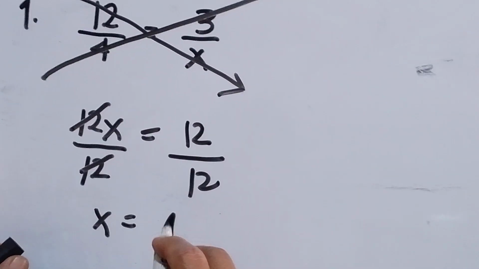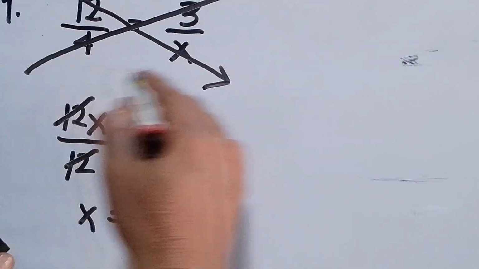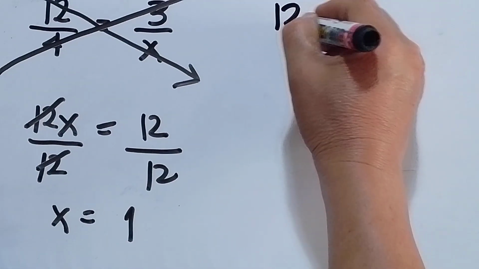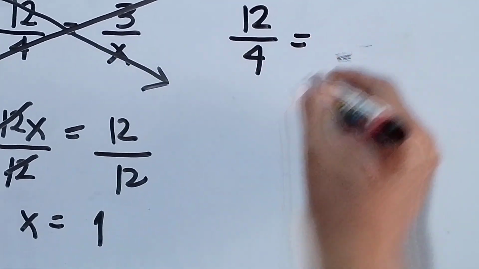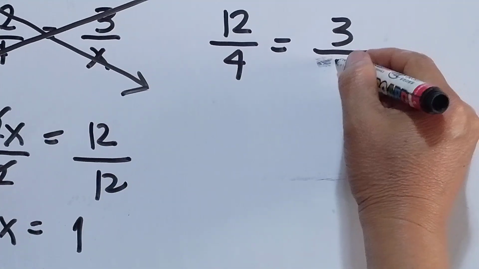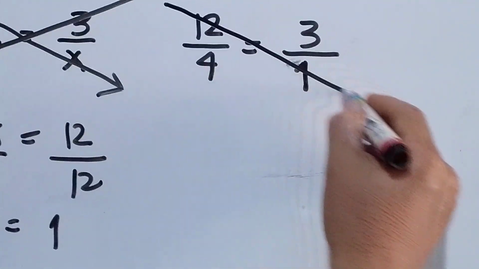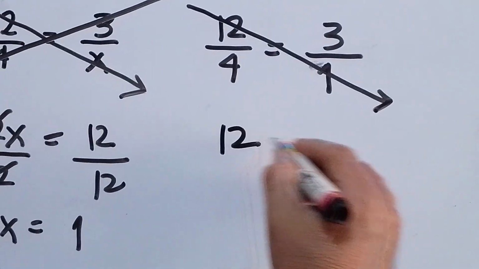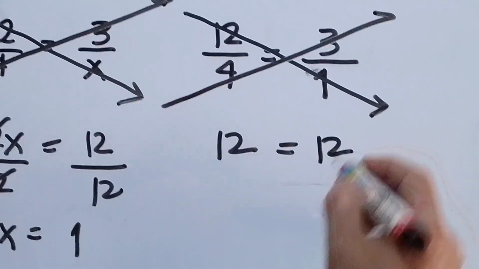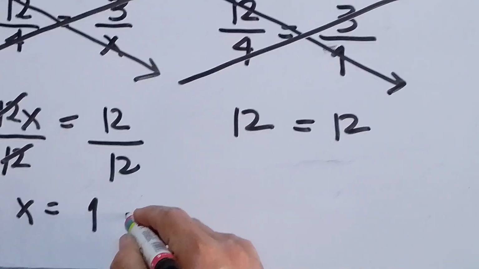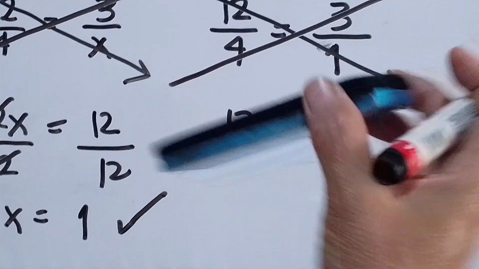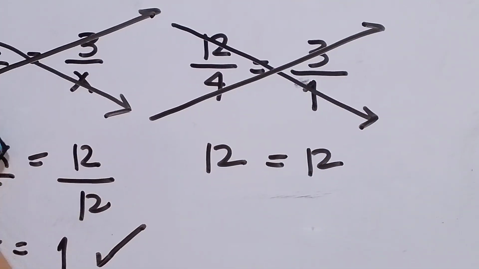Now we have to check this one based on our given. So this will be 12 over 4 is equal to 3 over x. And then we will substitute the value of x, which is 1. And then cross multiplication. 12 times 1 is 12, is equal to cross multiply 4 times 3 is 12. So this is equal. It means this is correct. Now let's proceed to number 3.